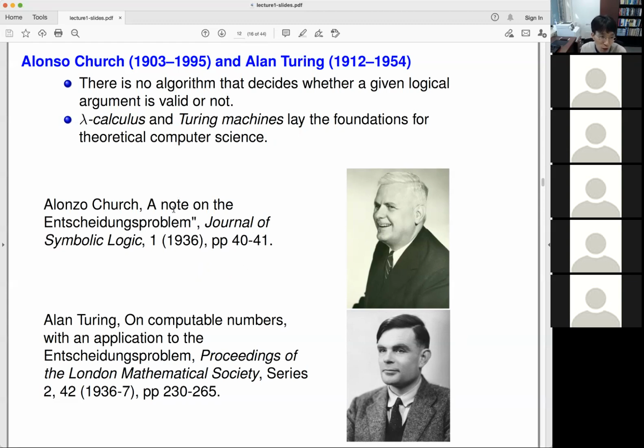So Church proved this using lambda calculus, which became the foundation of many programming languages nowadays. And Turing proved it independently using the idea of the Turing machine, which became the basis of modern complexity and computability theory.